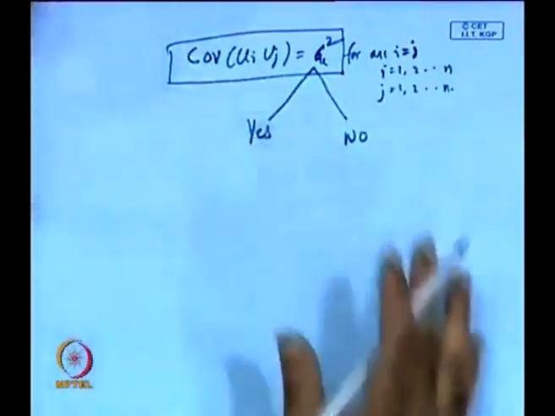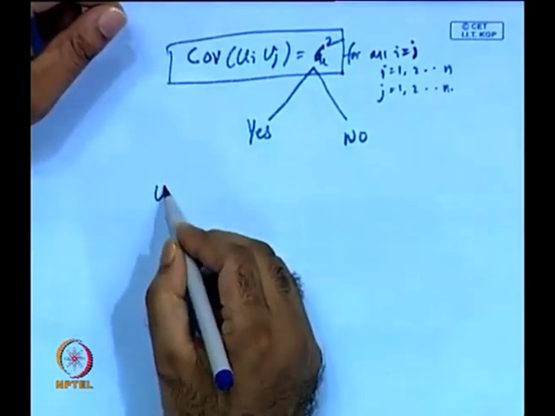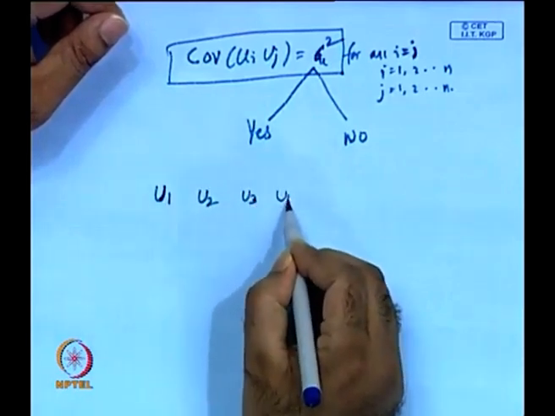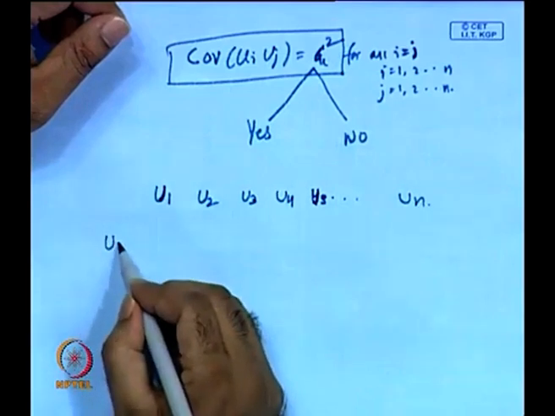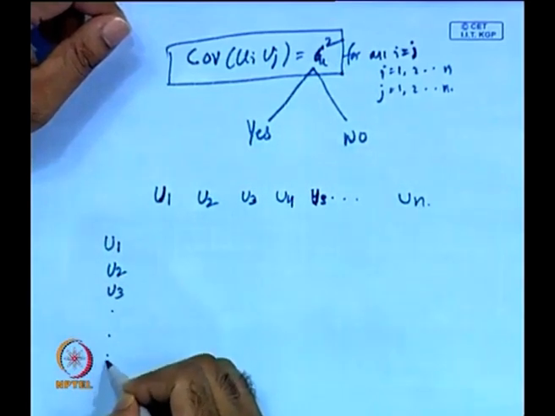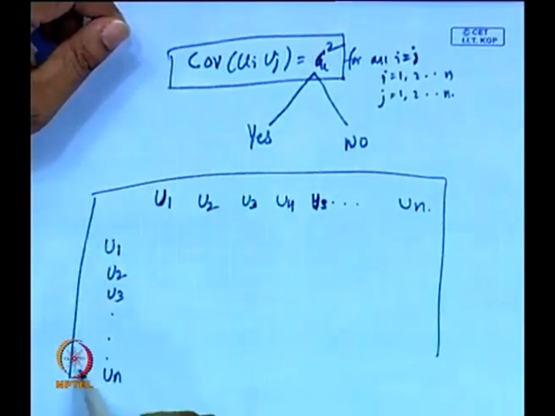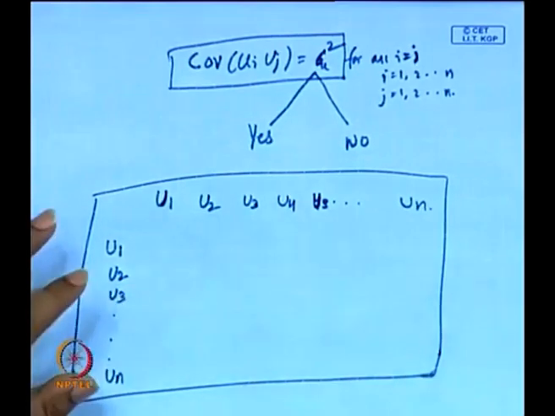So what does error mean here? The error variance matrix, the covariance matrix. You have u first, u1, then u2, another variable u3, u4, u5, and let's say this is un. So similarly you have here u1, u2, u3, up to un. Now we would like to prepare a variance covariance matrix. This particular matrix will give you a signal for the autocorrelation problem, and it will give a signal for the heteroscedasticity problem, or you can say the homoscedasticity problem. Homoscedasticity is the counterpart of heteroscedasticity.